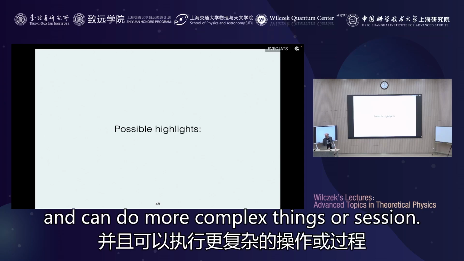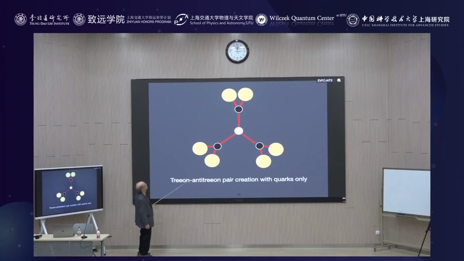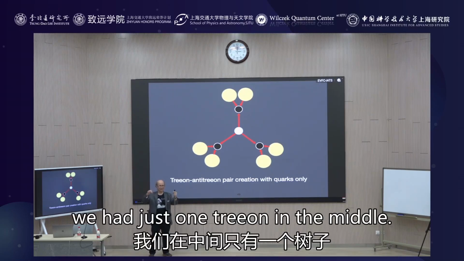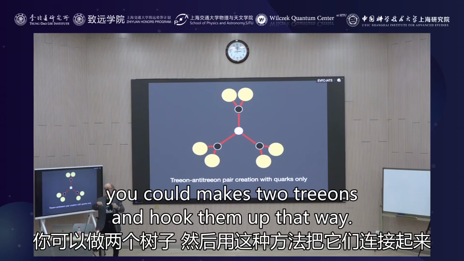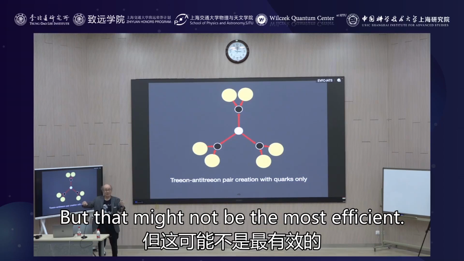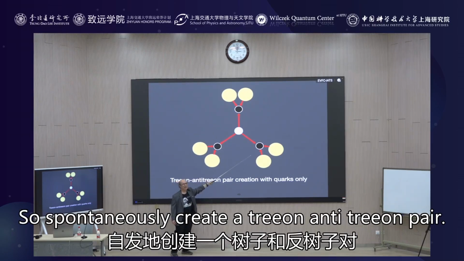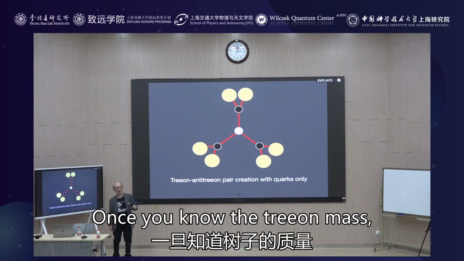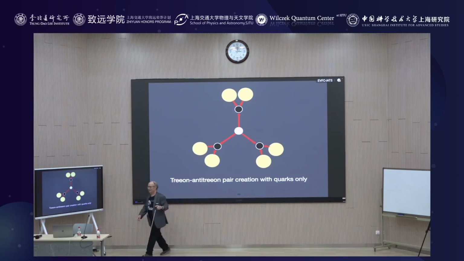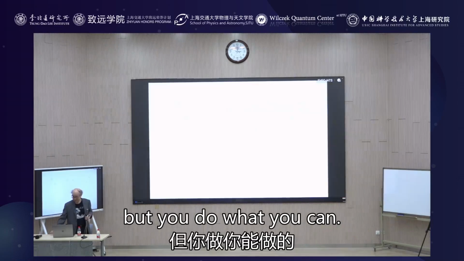And you can do more complex things, of course. So here are what I think would be highlights of what happens in more complicated situations. In the simple baryon, we had just 1 trion in the middle. We had this Steiner thing. But if you have 2 baryons, so 6 quarks, you could, of course, make 2 trions and hook them up that way. But that might not be the most efficient. More efficient might be to do something like this: spontaneously create a trion-antitryon pair. So instead of just 2 trions, you have 3 trions and 1 antitryon. This is the prediction. Once you know the trion mass, you can calculate when this happens as a function of geometry. So there's a lot of confrontation between theory and experiment. Of course, the experiments are all numerical experiments, but you do what you can.